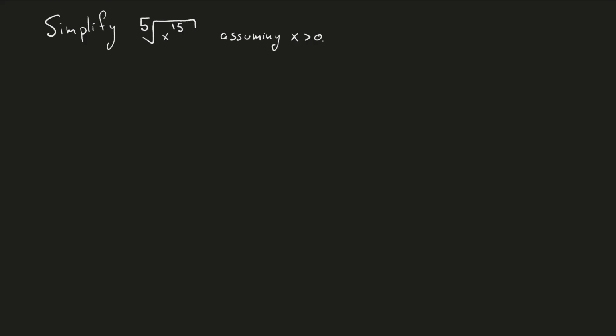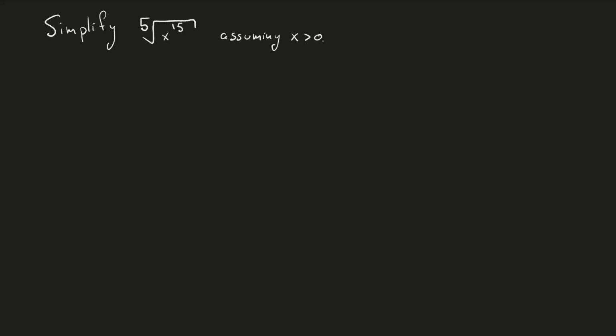We're going to start off here with simplifying the fifth root of x to the 15th, assuming that x is positive. The variables being positive is going to be a running assumption for many of these things, because that avoids the issue of principal and non-principal roots. It will just be all x is positive. We're not going to have any absolute values flying around with x being strictly positive.